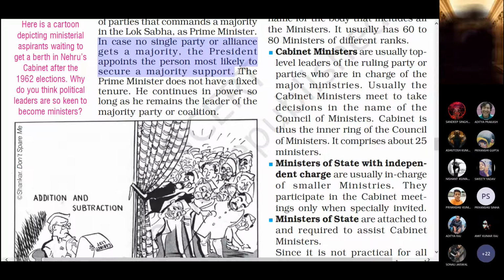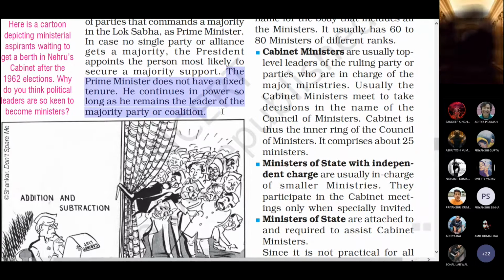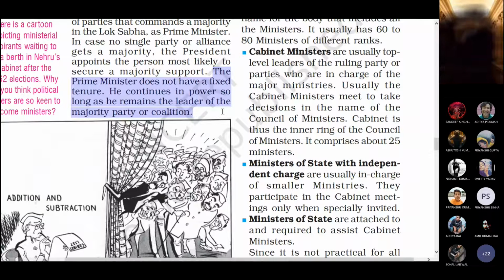The prime minister does not have a fixed tenure. He continues in power so long as he remains the leader of the majority party or coalition. Remember that prime minister does not have a fixed tenure. Yes, 5 years is their normal tenure, but do you remember that thing हम लोगों ने पढ़ा था इसके पहले about in the Indian Parliament, that if majority of the member of parliaments pass a no confidence motion against the prime minister and the cabinet ministers, they will have to resign at that moment. याद है? In the parliament we have read it.